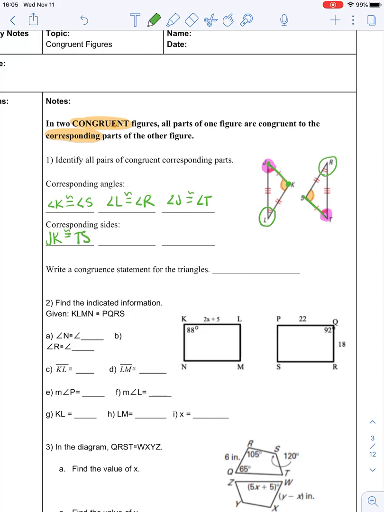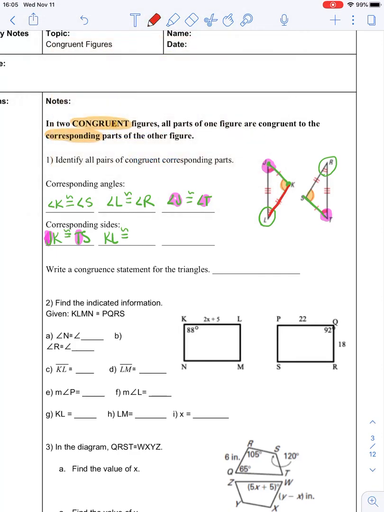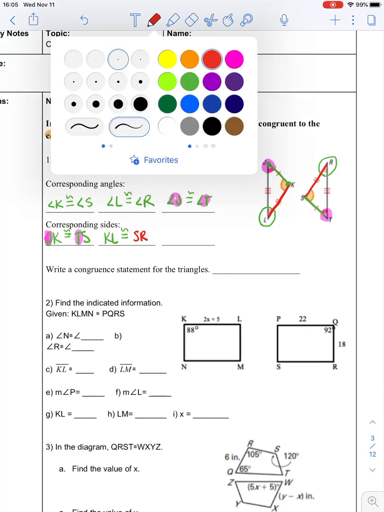So JK is congruent to TS because that way we can also see right here, J matches with T just like it did right here. And so we want to keep those corresponding parts where they match up. So we would do the same thing. Our next one, we can use KL. So KL is congruent to, so I look, here's KL. I went from 1 mark to 2 marks. So I'm going to do the same thing, SR, from 1 mark to 2 marks. So KL is congruent to SR. And again, we want our K to match with our S, our L to match with our R, just like we did with our angles.